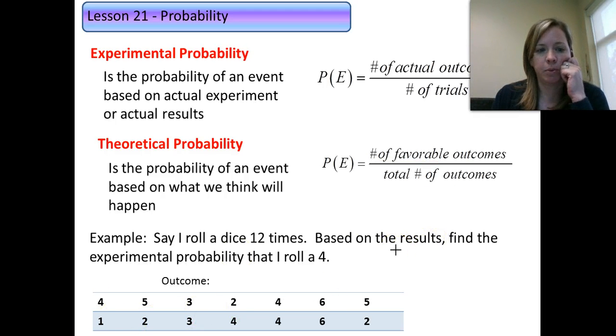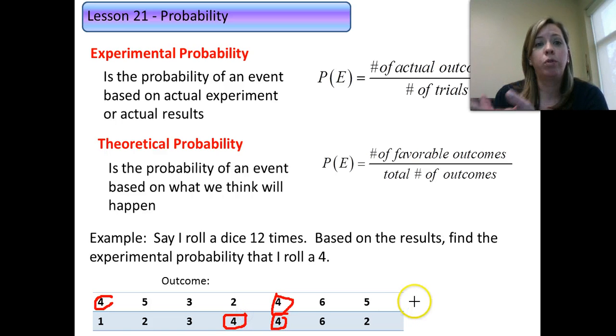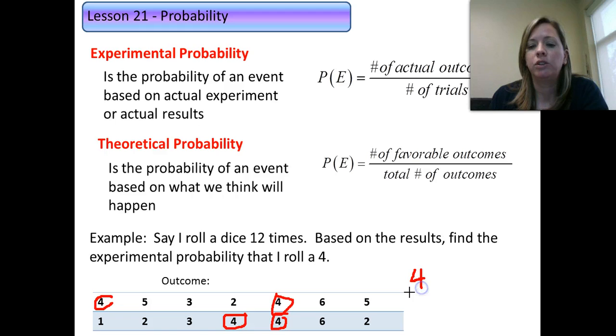So here's the first example. Let's say I roll a dice 12 times. Based on the results that we see below, find the experimental probability that I roll a 4. So in that example, we can see that there are 1, 2, 3, 4. There's 4 4s.